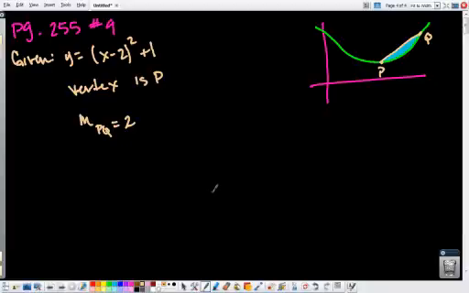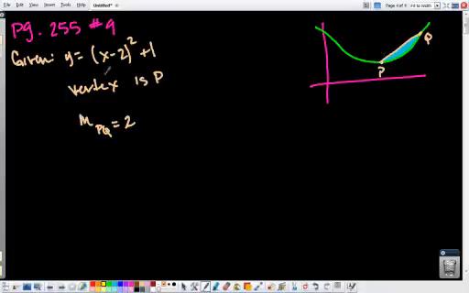Alright, so this is our last practice problem or test problem for the day. So this is page 255, number 9. They give us this drawing, and they give us this information because we're attempting to find the area, the shaded area, between the curve and the line.